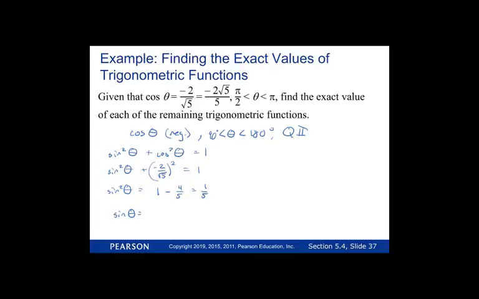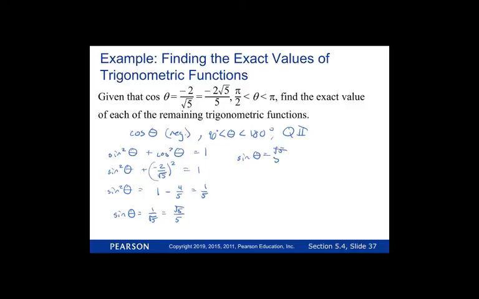okay, so when we go to take the square root on both sides, we get 1 over the square root of 5, which is root 5 over 5. Okay. And it still should be positive because sine is y, and we're in quadrant 2. So y is positive in quadrant 2, so this should be positive. So sine of theta should be root 5 over 5.